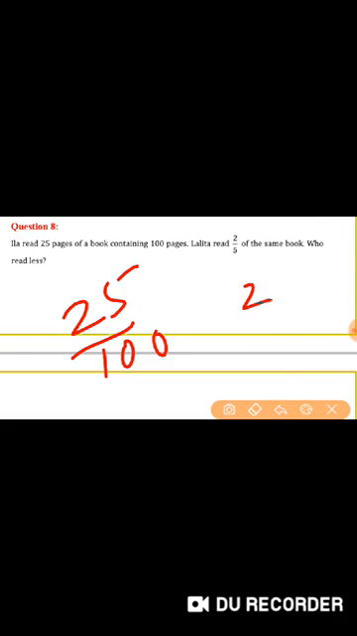So next, 8th question. Ayla read 25 pages of a book containing 100 pages. So out of 100, 25 she read. Lalita read 2 by 5 of the same book, 100 pages. Who read less? That we have to see.